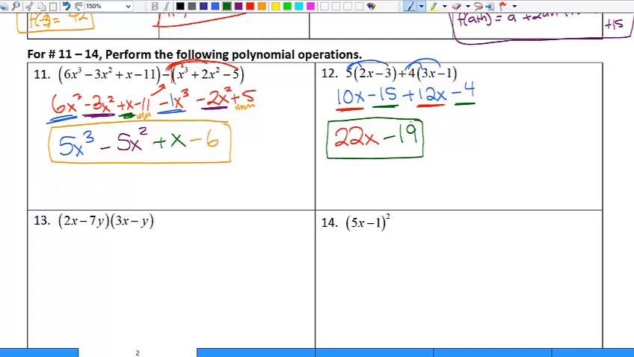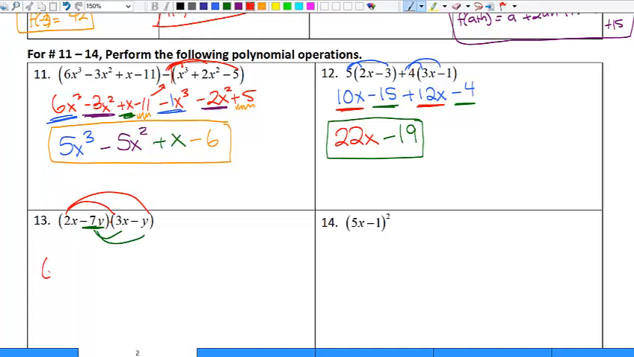Done. Number 13. Notice that the two parentheses are right next to each other. That means multiply. Unlike 11 that had a minus between it, number 13 has a multiply because the two parentheses are right next to each other. So I'm going to distribute. I'll take the 2x and distribute it to both terms in the other parentheses, and then I'm going to come back and grab the negative 7y and distribute that to both. So let's do the red distribute first.